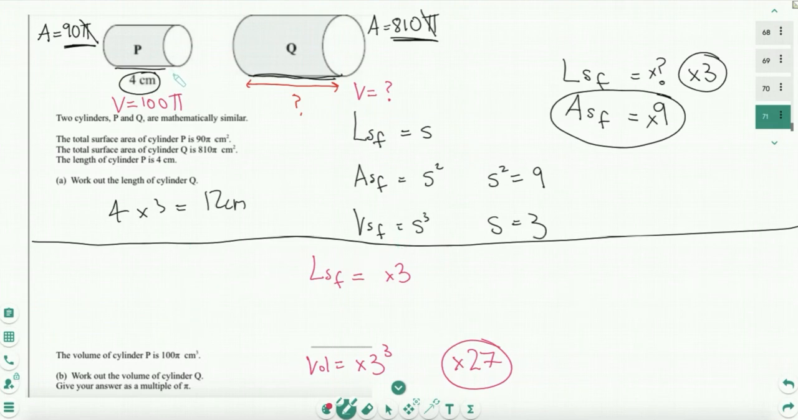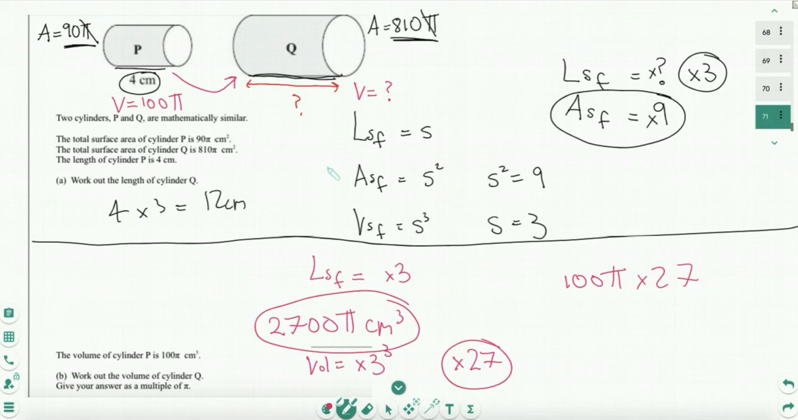Since we're going from a smaller shape to a bigger shape, we're going to do 100 pi times 27. 100 times 27 is 2,700 pi centimeter cubed. And this is our answer.